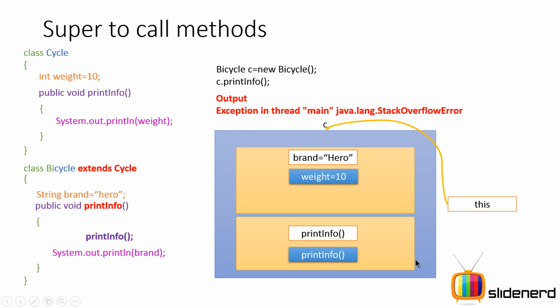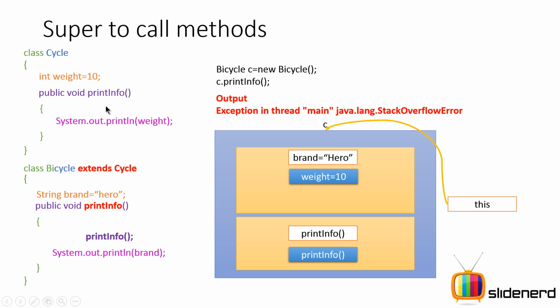And now let's take a look at what the object c, that is the bicycle object, contains. It contains brand equals to hero and the printInfo method, the white boxes that you see over here. Now I also have two blue boxes, weight equals to 10, and the other printInfo that you see over here. The blue boxes represent the stuff that belongs to the superclass, which is cycle. So when you're saying this.printInfo over here, it's going to call this method again and again. They're going to keep cycling, and that's going to crash your program.